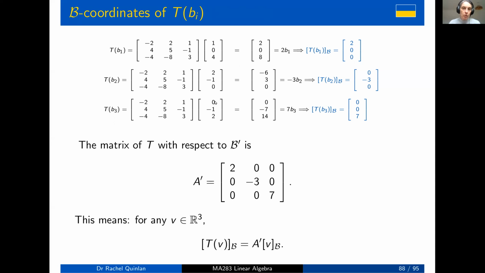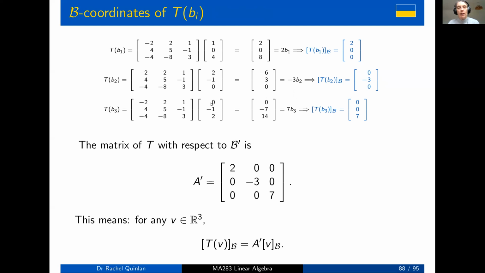Okay, if we take B2, same story, multiply it by A to calculate its image under T. What we get is minus 6, 3, 0, and we might observe again that this vector is nothing but a scalar multiple of B2 itself. It is minus 3 times B2. Its entry in each position is minus 3 times the corresponding entry in B2 itself. So this is minus 3B2. Its coordinates with respect to the basis B1, B2, B3 is just 0, minus 3, 0. So the second column of the matrix of T with respect to B is going to be 0, minus 3, 0.